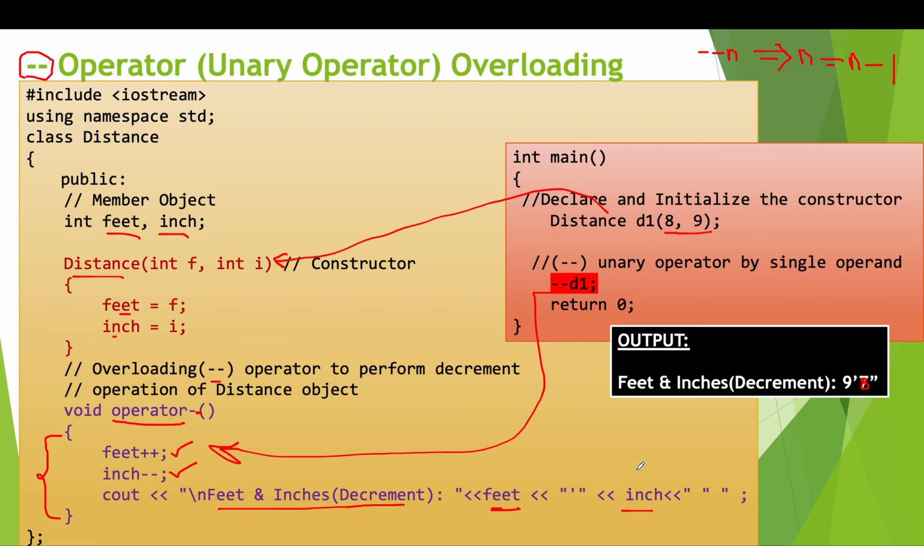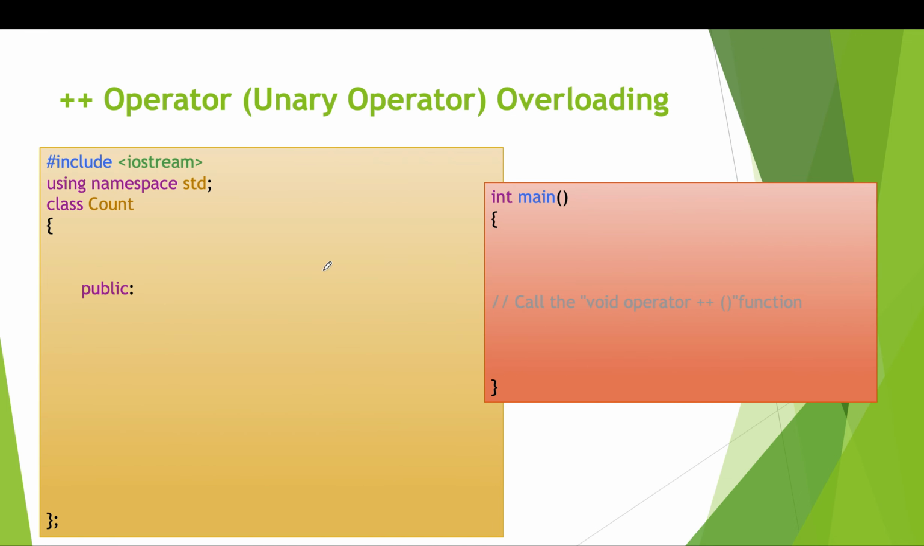So we'll move ahead to the next program. We'll take one more example of it, so those who have not got it yet will be able to understand after this example. The next example is for the plus operator. It is again a unary operator. Unary operator means we need only one operand.